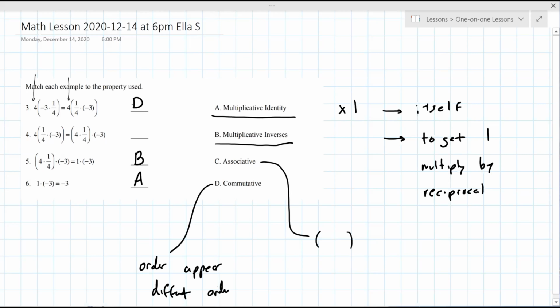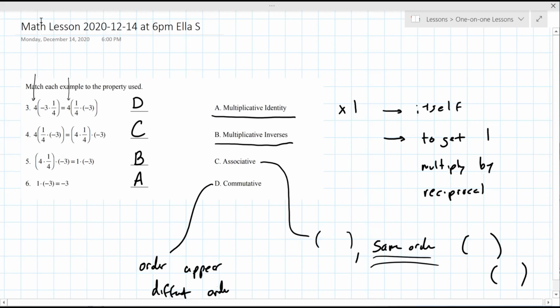And then the associative, you likely saw examples that weren't with fractions and negatives. With associative, you have the same order, and that's probably important here. It's the same order, but the parentheses appear in different places. That's why in 4, you have a 4, 1/4, -3, 4, 1/4, -3, in the same order, but the parentheses appear around the first 2 over here and the second 2 over here. And that's as much as I can explain on that.